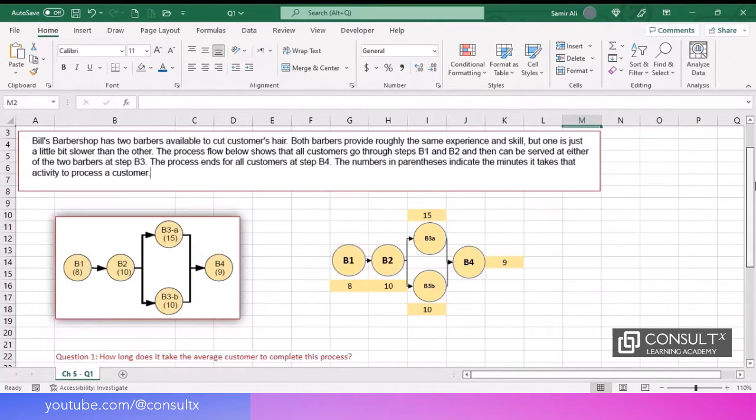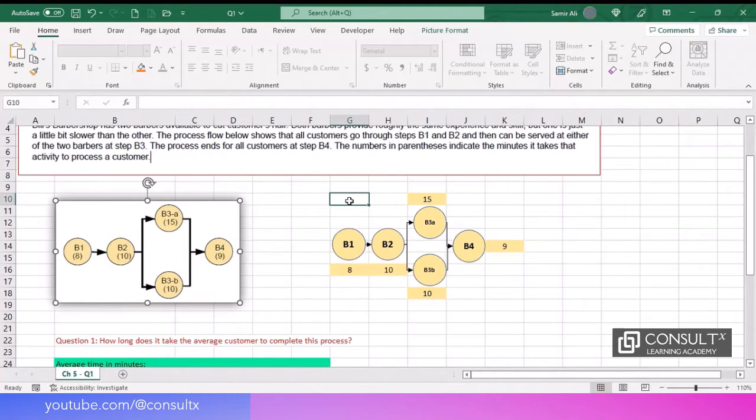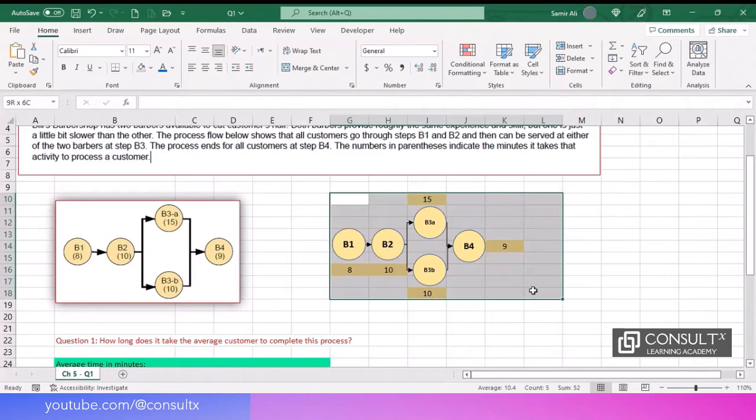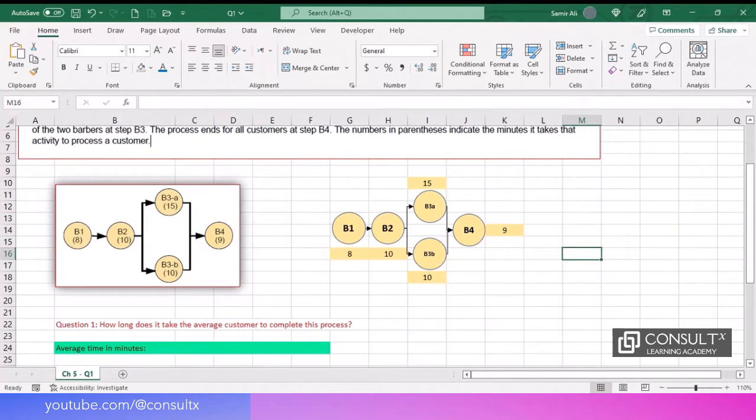Okay, so let's go through our process flow in more detail. The image on the left is a snapshot I've taken from the chapter, and I've replicated this in Excel over here, because when solving problems, it's much quicker and easier to do it in Excel. So our first question is, how long does it take the average customer to complete this process?